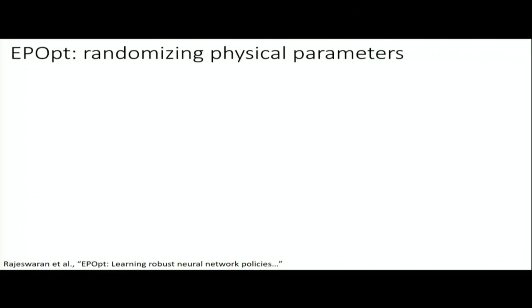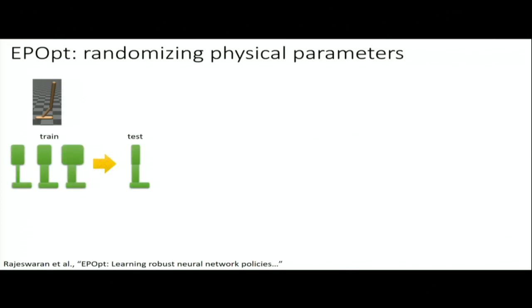And the last method that I discussed on Wednesday, which I'll very briefly recap again, is this approach called EP-opt, which operates on the principle of maintaining distributions over parameters of a system. So the example that I gave before was that maybe you want to learn a policy for this little monopod hopper, and maybe the size of the hopper, the weight, or the inertia will be a little different at test time. If you train on a variety of different physical parameters, you're more likely to effectively transfer.